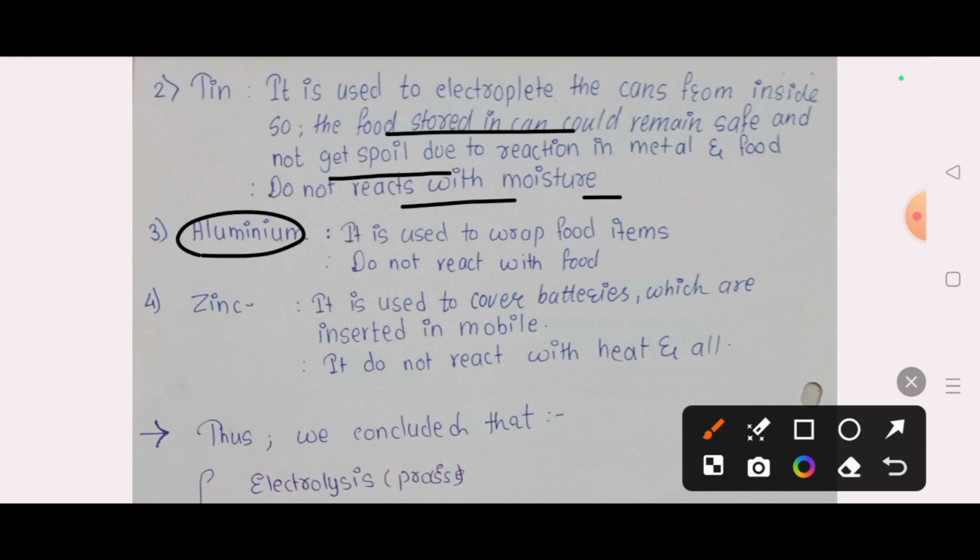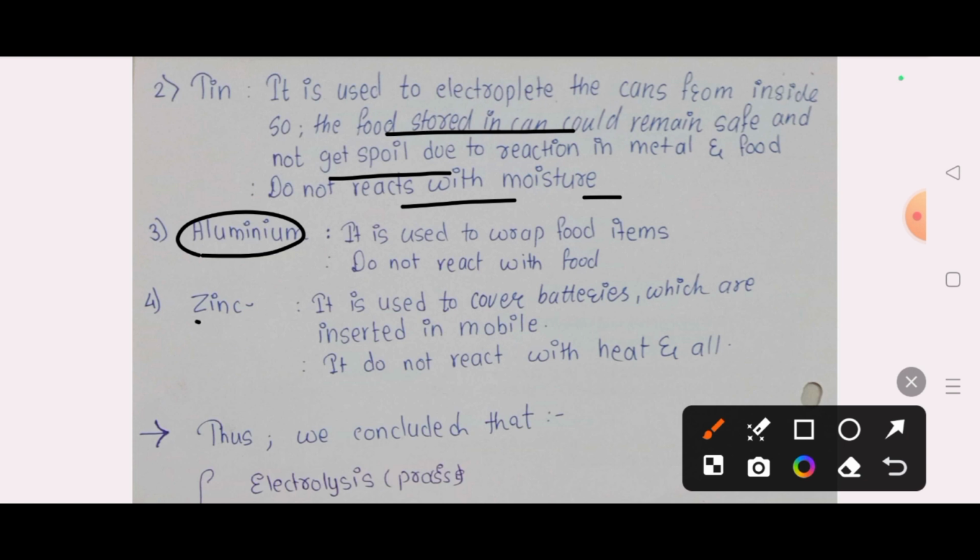Important thing, aluminium. Aluminium is mostly used to wrap chapatis and all. Why? Because one very important thing is that it is a bad conductor of heat. For example, the roti is just made right now, and if you wrap that with aluminium at that time, the roti will remain hot, like warm only. It won't get cool. After some time it will be warm only, because of that aluminium. And also it does not react with the food. It is used to wrap food items.